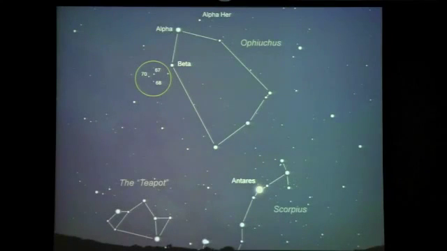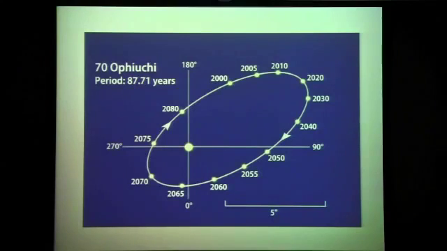In the same year, somebody else did the same thing. The star 70 Ophiuchus, this incredibly prominent star right here, in the constellation Ophiuchus, became the subject of study. It also is a binary star system. 70 Ophiuchi has an 87.7-year orbit.